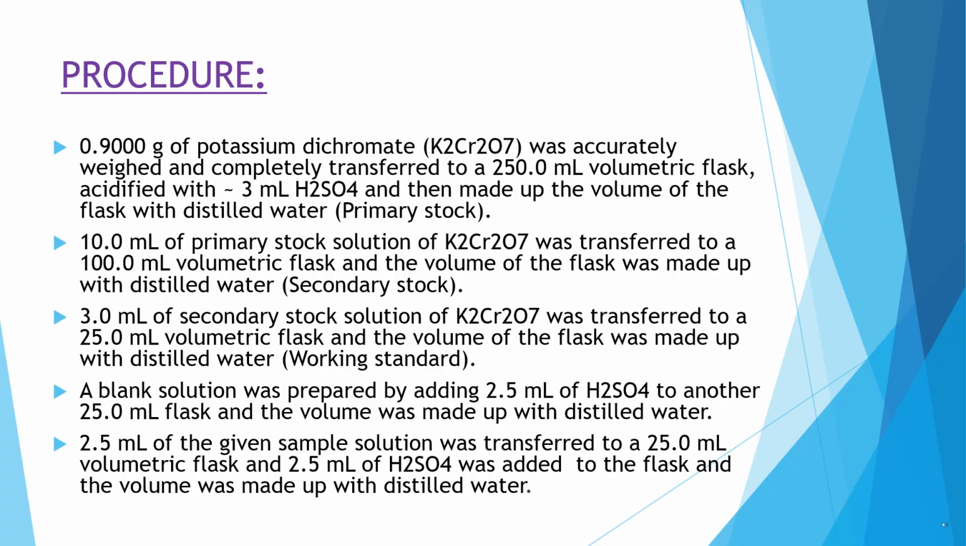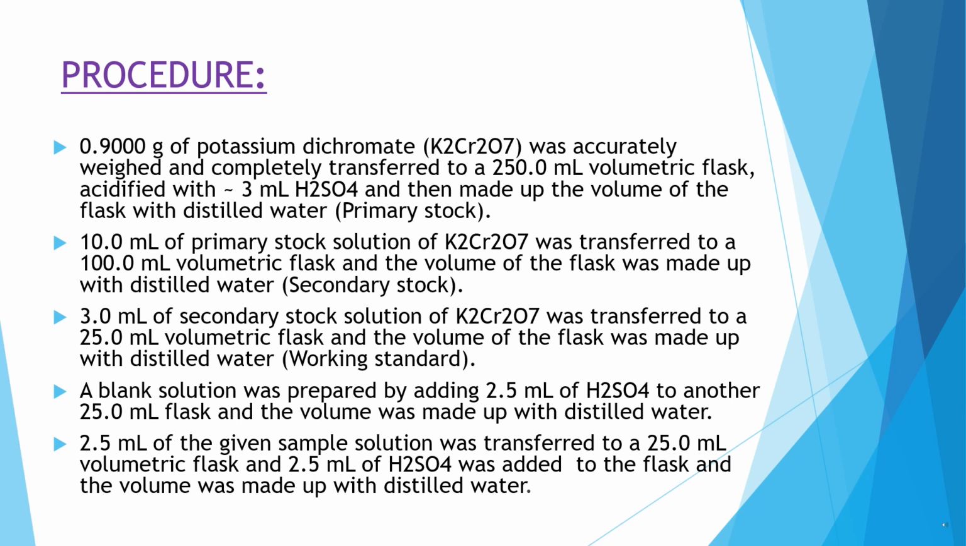Now moving towards the procedure. 0.9 gram of potassium dichromate was accurately weighed and completely transferred to a 250 ml volumetric flask, acidified with 3 ml of H2SO4, and then made up the volume of the flask with distilled water. This is the primary stock.